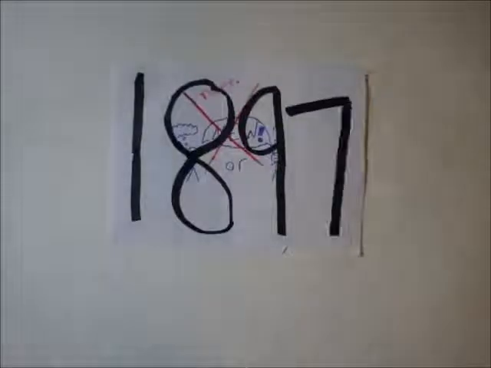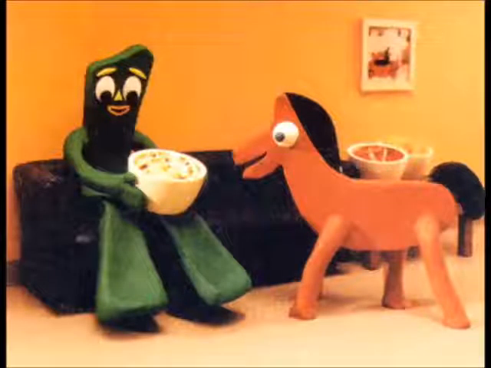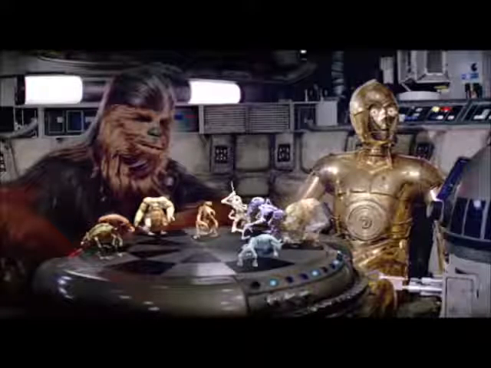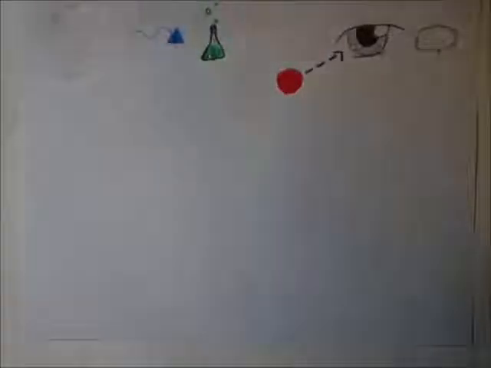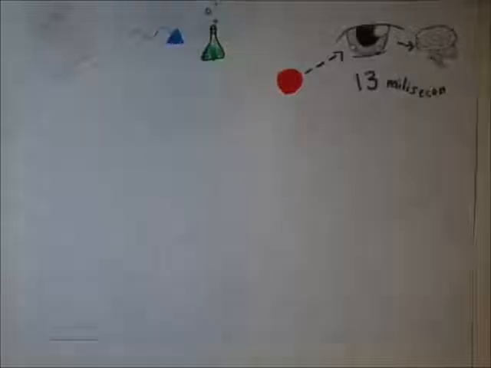Stop motion was first used in the year 1897. Some more recent stop motion films you may know include Gumby, Wallace and Gromit, and some of the scenes in Star Wars. Besides the fascinating history of stop motion, there is a more scientific perspective. Recent studies have shown that the human eye can detect and process images in as little as 13 milliseconds.